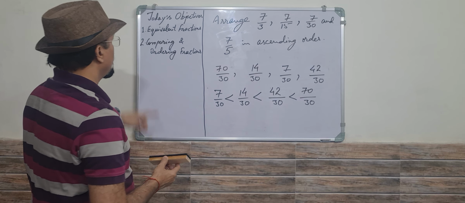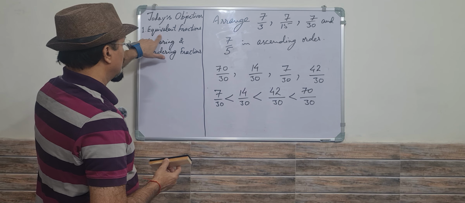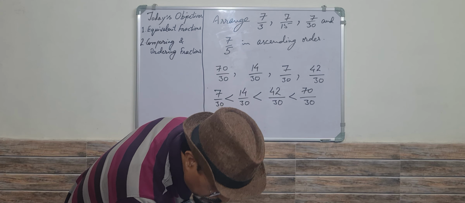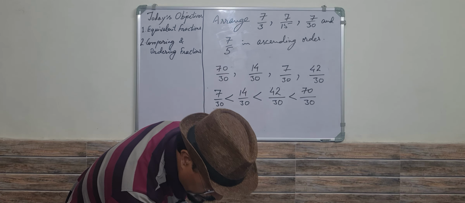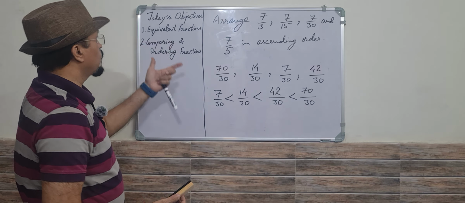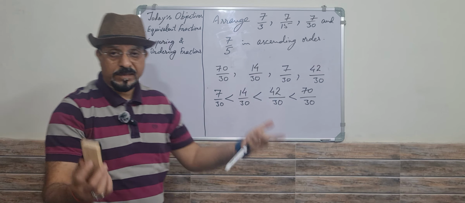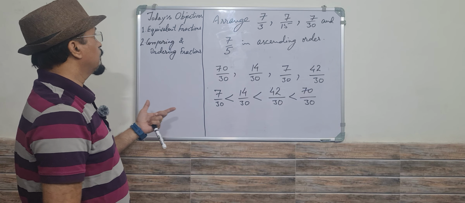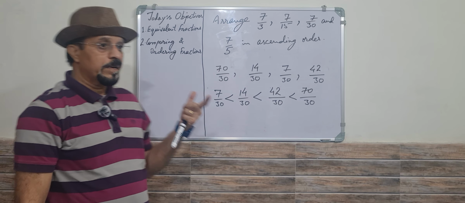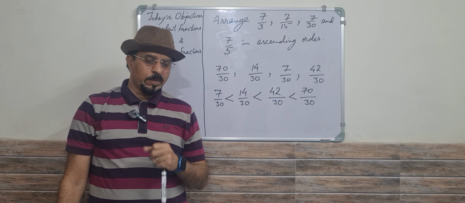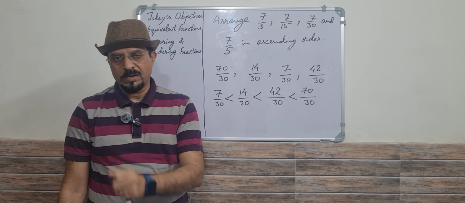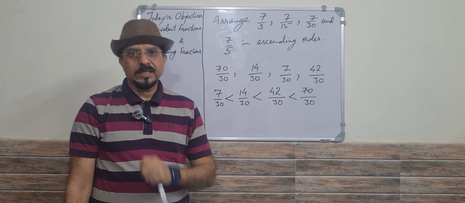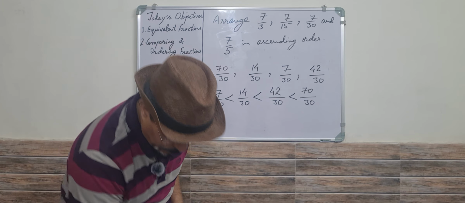What we have done today, we have learned the equivalent fractions and we have learned how to compare the fractions. We have learned that the different looking fractions having the similar value are called equivalent fractions. We have learned that by multiplying the numerator and denominator with the same number, we can find an equivalent fraction. We can also find an equivalent fraction by dividing the numerator and denominator with the same number.